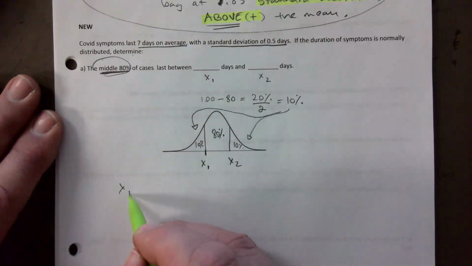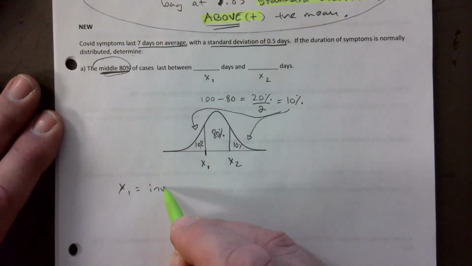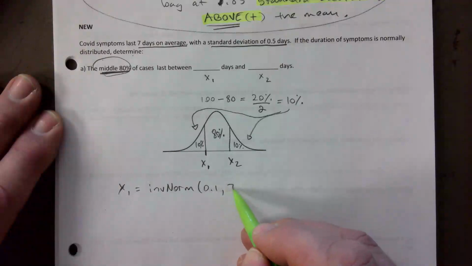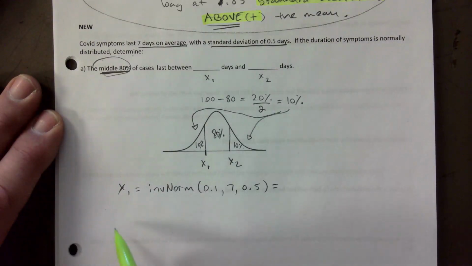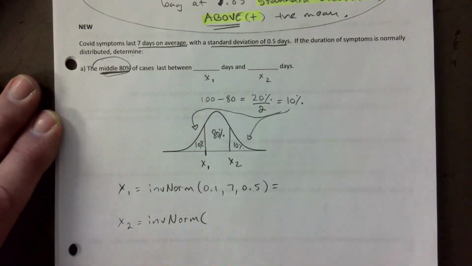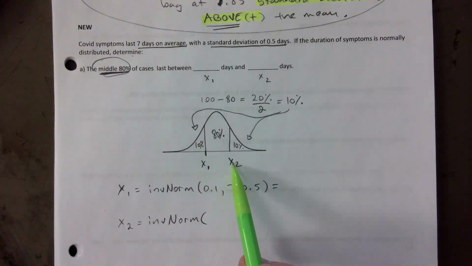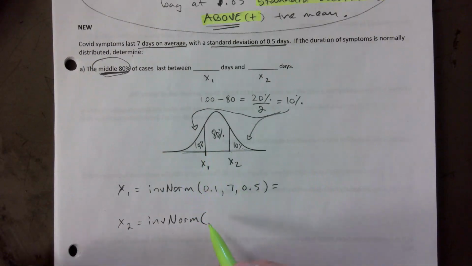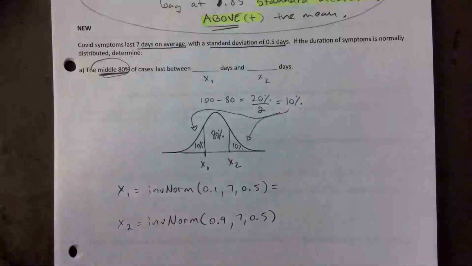How could I find x1? Percentage to the left is given, right, for this one. So I'm going to use inverse norm of 0.1. The average is 7. The standard deviation is 0.5. What about x2? What percentage is to the left of x2? 80 plus 10. So 90%, correct? Do 2 inverse norms.